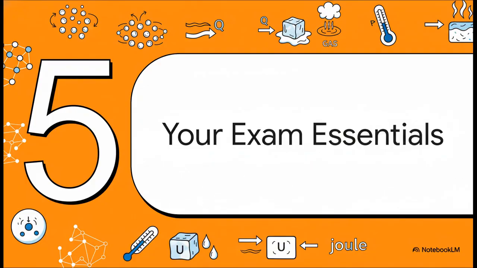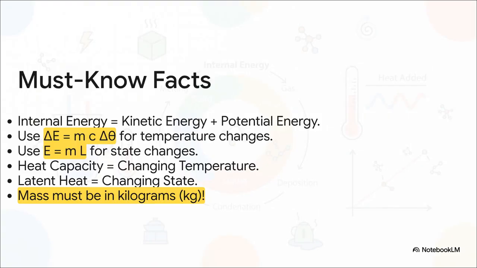Phew, okay, we've covered a lot of ground. So let's filter all that down to the absolute must-know, can't-forget facts for your exam. This is the stuff you really need to lock in. Let's run through the checklist one last time. Internal energy, that's kinetic plus potential. Temperature changing, you're using delta E equals m c delta theta. State changing, that's E equals m l. Specific heat capacity is for temperature change. Specific latent heat is for state change. And the golden rule for both, your mass must be in kilograms. Don't throw away easy marks on that.